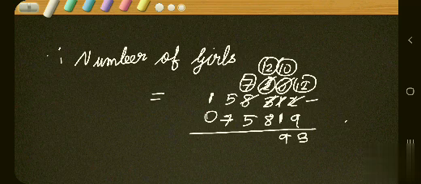12 minus 8, 8 after 9, 10, 11, 12. What is the answer? 4. Isn't it? 12 minus 8, 8 after 9, 10, 11, 12, 4.